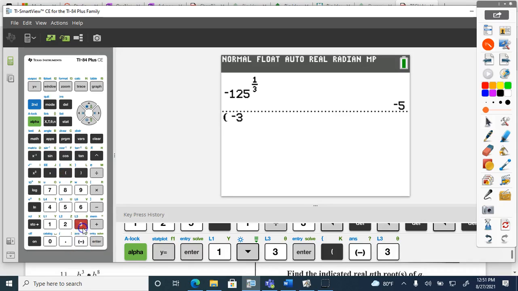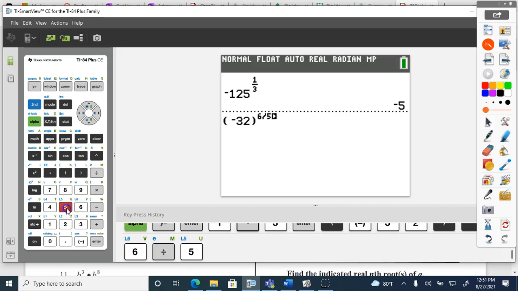Number 2, parentheses, -32 to what power? 6/5 power. So 6 divided by 5. Notice, I'm putting parentheses here because there's parentheses on the paper. Everybody see that? Okay? Hit enter. 64. I was right. Okay? We're going over these kind of fast, but kind of slow too.